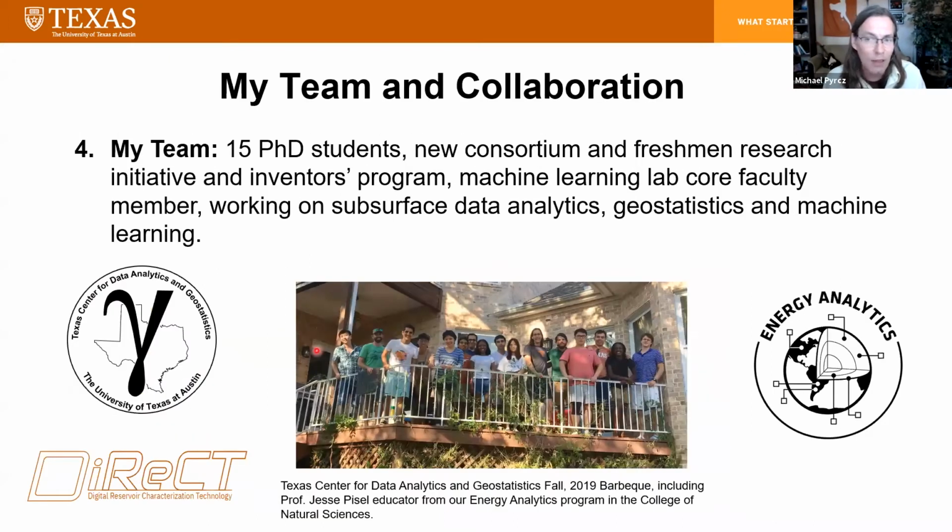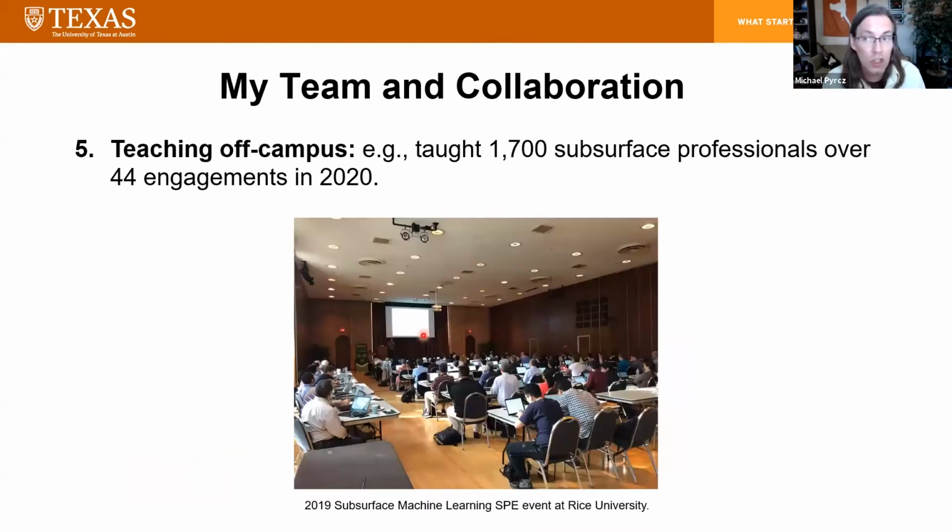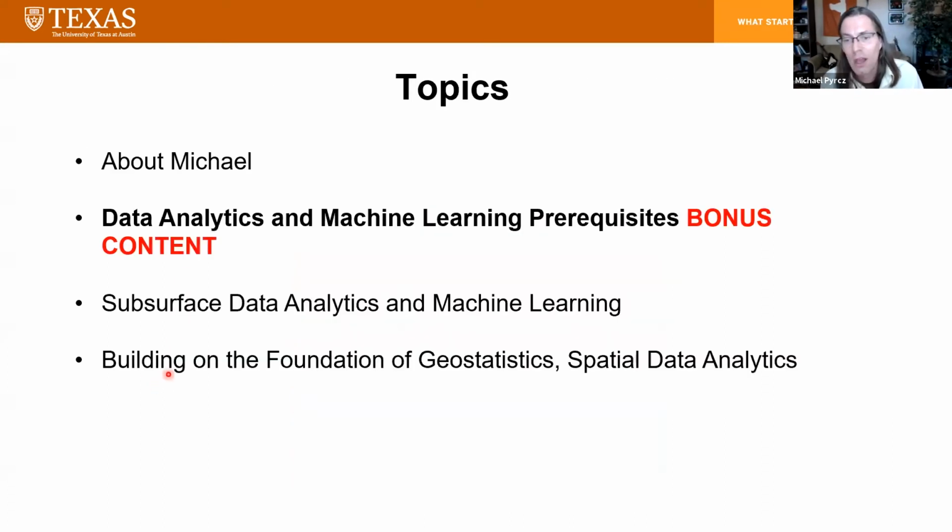I do have a team of students, added 3 just recently, and a couple graduating, so numbers in flux. But we have a group, we're doing a lot of work. If you want to hear about consortiums, I'm interested to talk. And I teach a lot off campus. If you are from off campus, I taught 1,700 working professionals last year alone. 44 engagements. I'm always teaching off campus and happy to come visit you. Okay, that's it. I promise, no more shameless self-promotion.